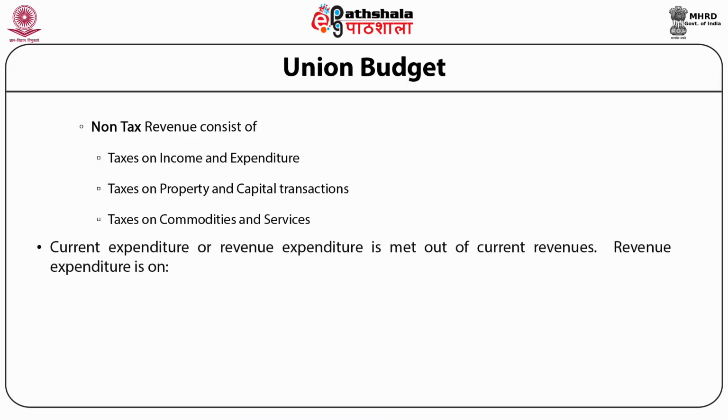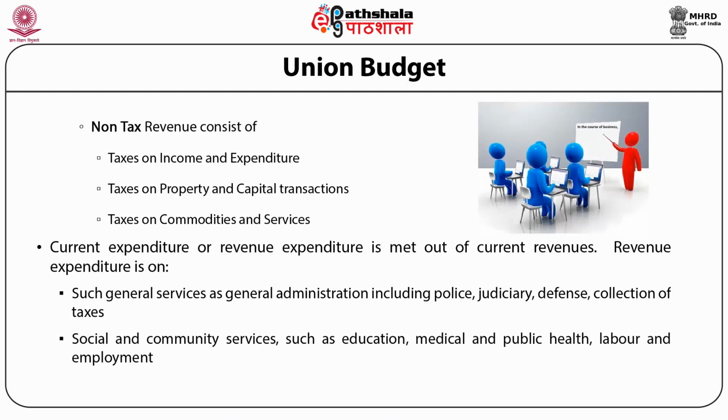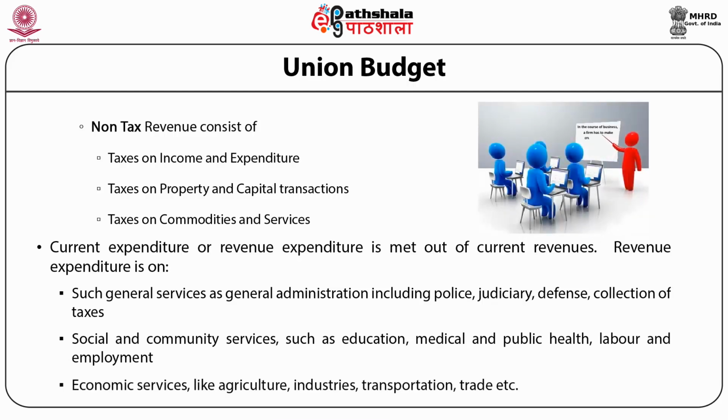Current expenditure or revenue expenditure is made out of current revenues. Revenue expenditure is on general services such as general administration, including police, judiciary, defense, collection of taxes, etc. Secondly, social and community services such as education, medical and public health, labor and employment. Thirdly, economic services like agriculture, industries, transportation, trade, etc.